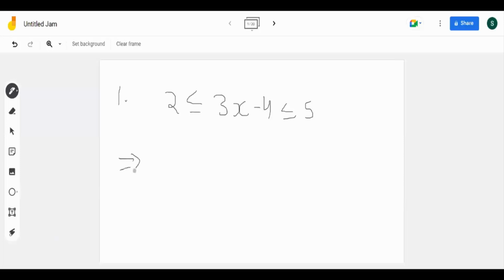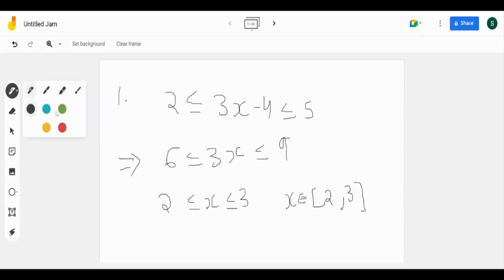Adding 4 on both sides gives us 2 plus 4 is 6, less than or equal to 3x, less than or equal to 9. Now as we can see, we need x, so divide by 3 on both sides. Dividing by 3, we get 2 less than or equal to x less than or equal to 3, and this is our solution, that is x belongs to 2 to 3, including both 2 and 3.